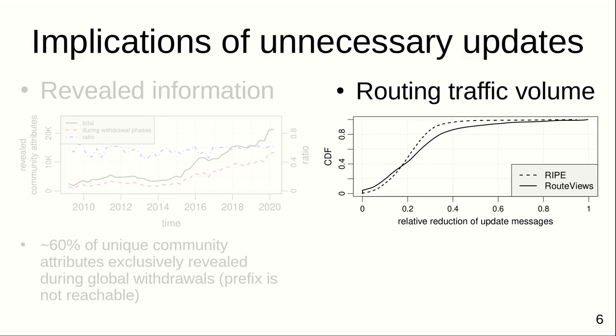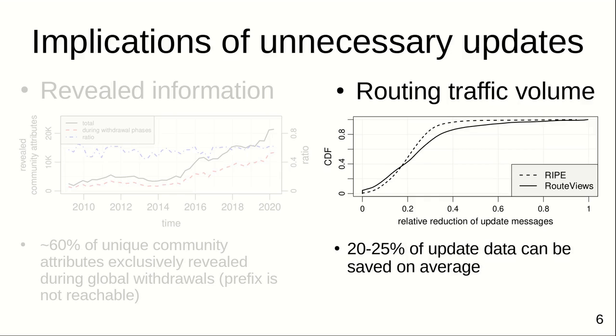Another aspect to consider is the increase of routing messages and the subsequent inflation of archived routing data caused by unnecessary announcements. By analyzing more than 250k update files from the collectors that we use in this work, we find that on average at least 20% of update messages can be saved. This is a lower bound.